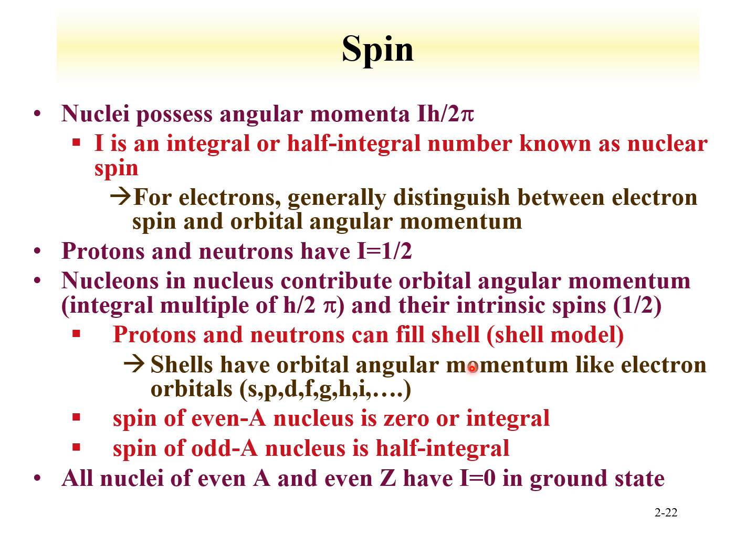Even A nuclei tend to have 0 or integral spins, and odd A nuclei tend to have a half-integral spin. For an odd A nucleus, the unpaired nucleon, either a proton or a neutron, is going to be responsible for the spin of the entire nucleus. All even-even nuclei are 0 in the ground state, 0 spin.